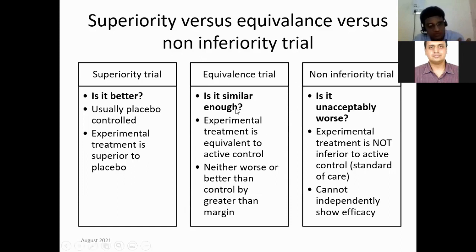Similarly, equivalence trials usually ask, is it similar enough? That means the experimental treatment is equivalent to the active control. So it is neither worse nor better than the control by more than a margin. That means I'm defining a margin to say that it is not worse than this, nor better than that. Similarly, non-inferiority trials ask, is it unacceptably worse?